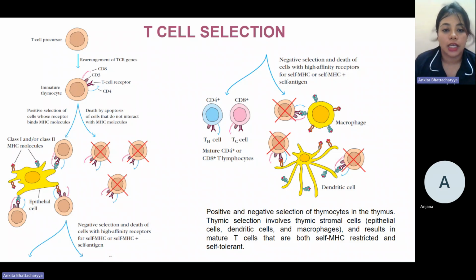Second, what we see is a slightly more complicated concept. The point is that if you need to ensure that this is your self-MHC, why are you subjecting yourselves to negative selection?